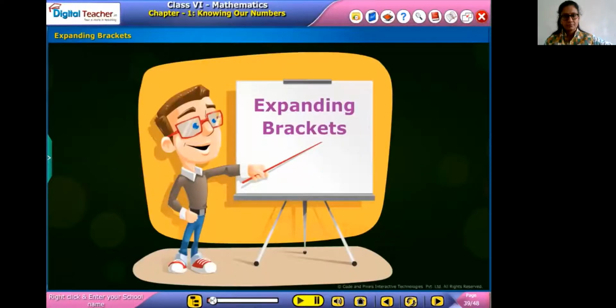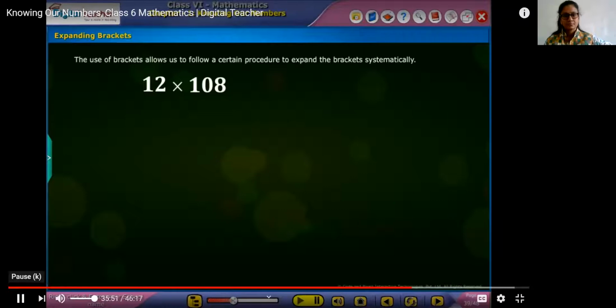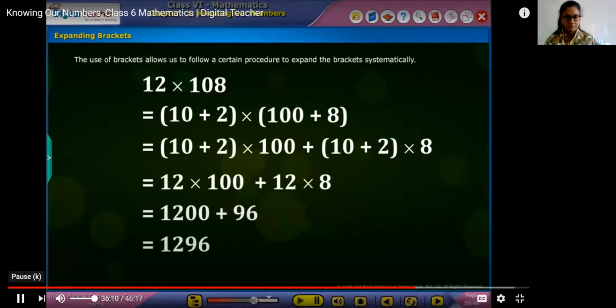Here we are going to see how to expand the numbers within the braces. The use of brackets allows us to follow a certain procedure to expand the brackets systematically. Here to multiply the numbers 12 and 108 in a simpler way, we use braces. That is, initially, we write the number 12 as 10 plus 2 within a bracket and similarly write 108 within the braces as 100 plus 8. Now using distributive law, let us remove the bracket for the second pair of numbers as shown. By further solving, we get as shown.